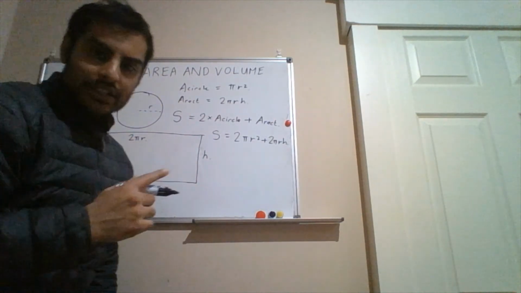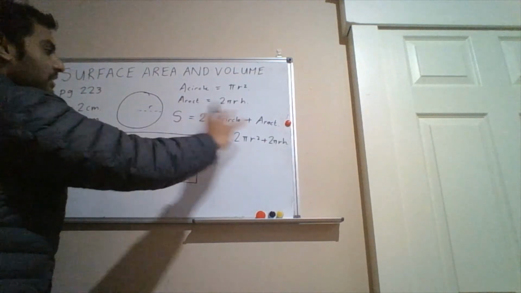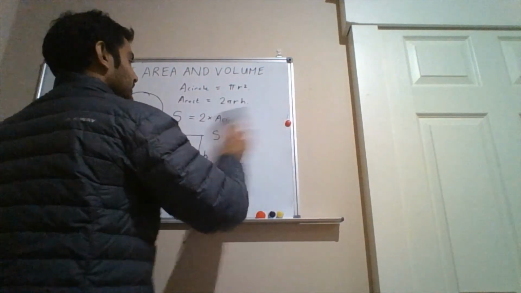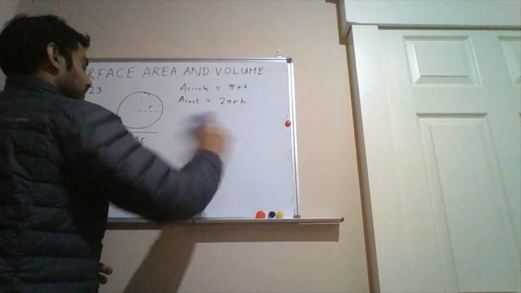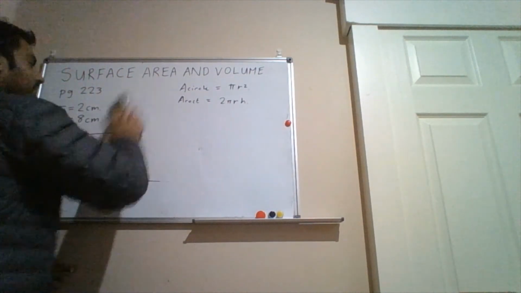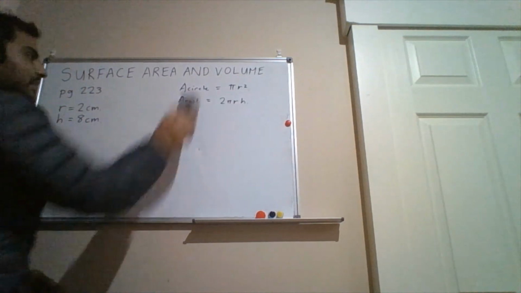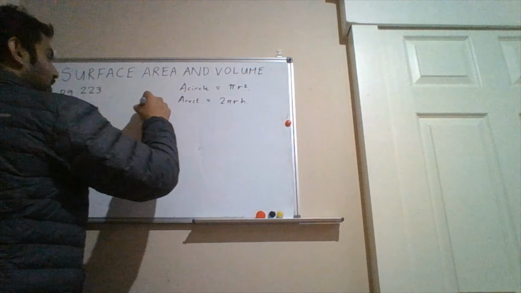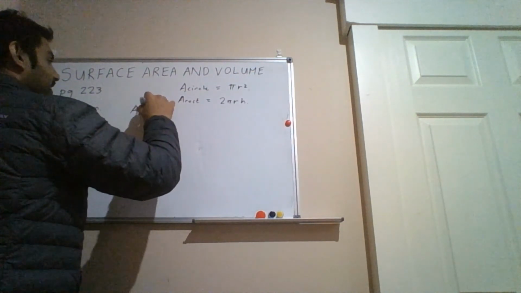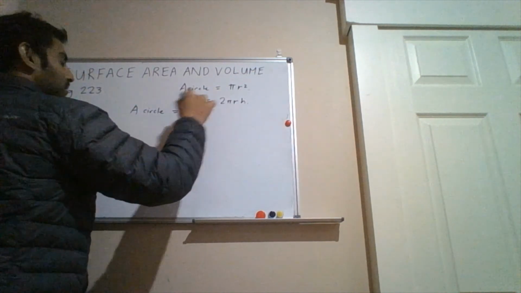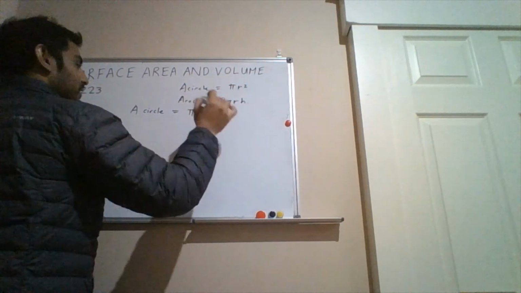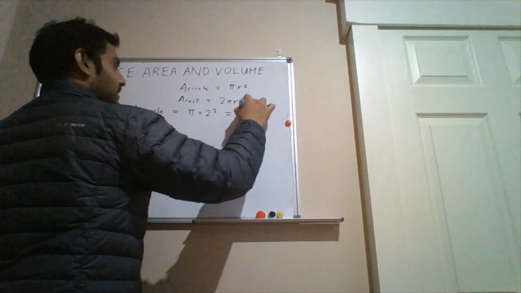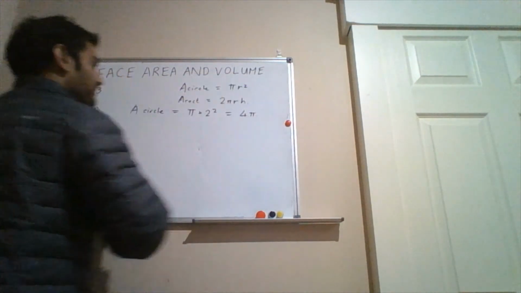Let me rather actually do that. So I'm not going to use this formula. I'm just going to work out these 2 areas using the values that were given. So now the area of the circle equals pi, and the value of r is 2, so it's pi times 2 squared, which equals 4 pi.